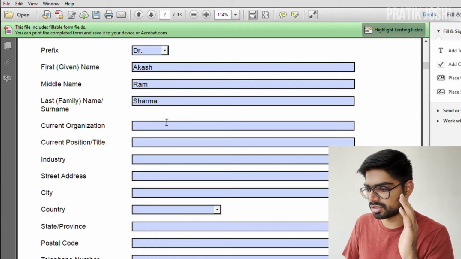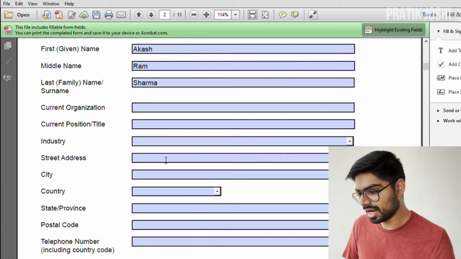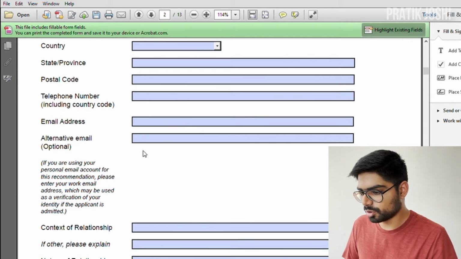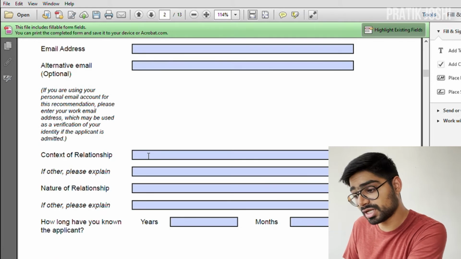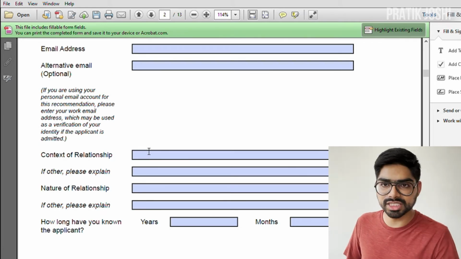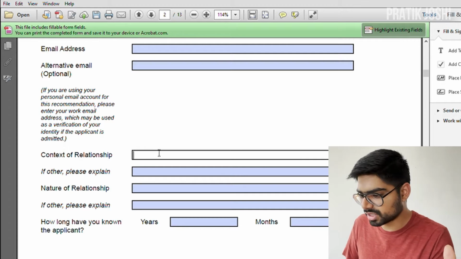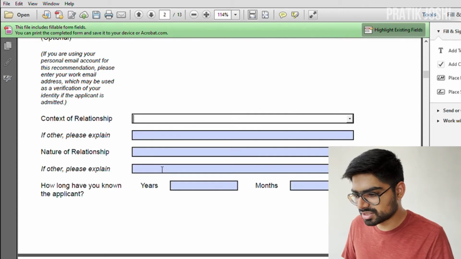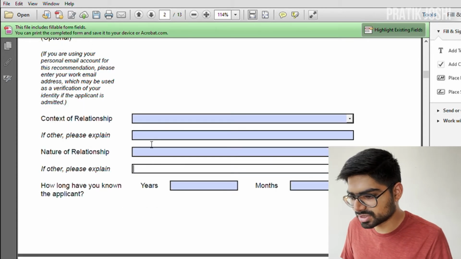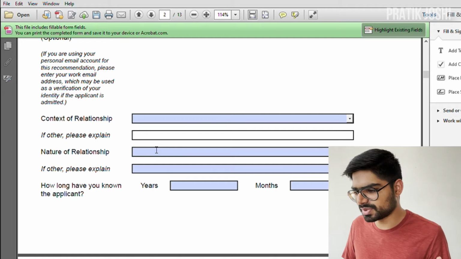Then current organization, position, title, industry, address, email, optional email, whatever. Context of relationship: if immediate manager, general manager, project head, project guide, whatever it can be. Nature of relationship: if other, please explain. Okay, so that is pretty self-explanatory.